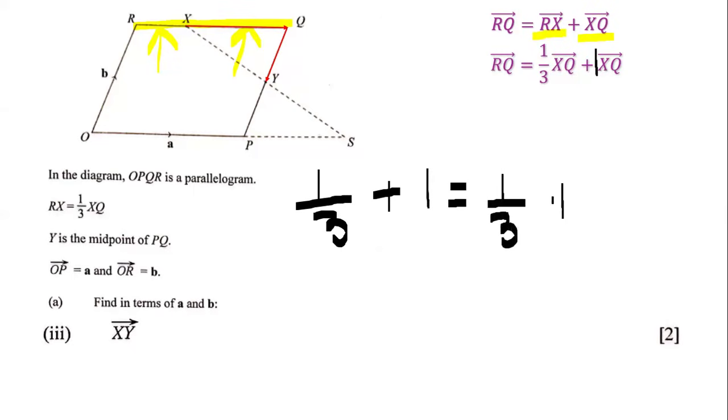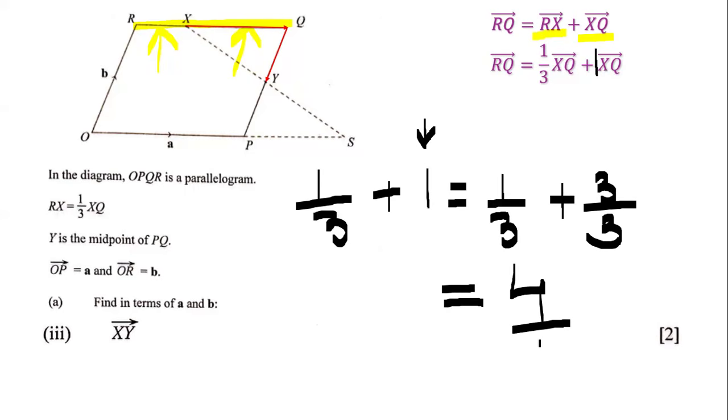plus 3/3. Why is it 3/3? Because 1 is a whole, and a whole is 3/3 because 3/3 is still 1. Now, what is 1/3 plus 3/3? Well, that's going to give us 4/3. And so what does that mean? And why is that important? Well, that means that a third x cubed plus 1 x cubed is actually equal to 4/3 x cubed.